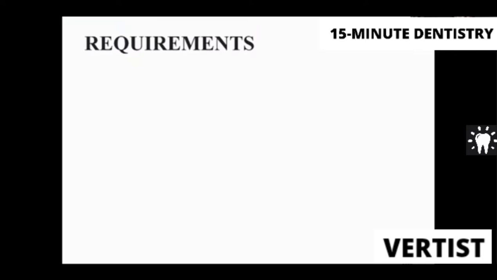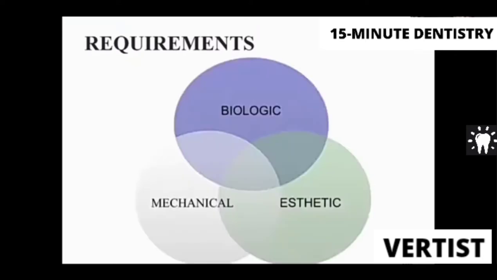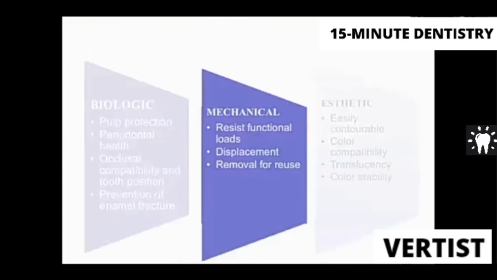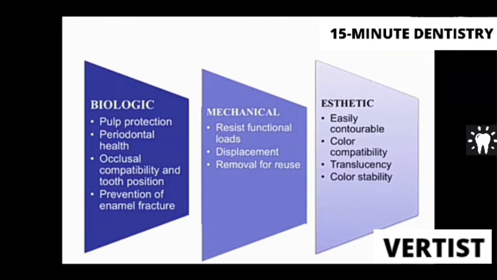The requirements of the restorations could be again biological, mechanical, and aesthetic. So pulpal protection, protection of the pulp, periodontal health, occlusion compatibility. These are the biological factors. Also in mechanical, it should have sufficient strength to bear the occlusion loads, and also it should be aesthetic.